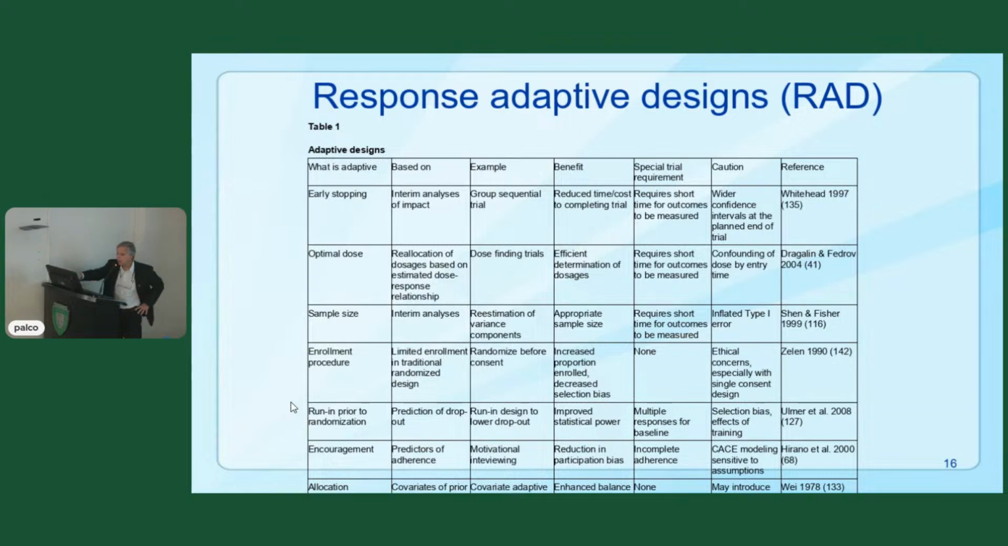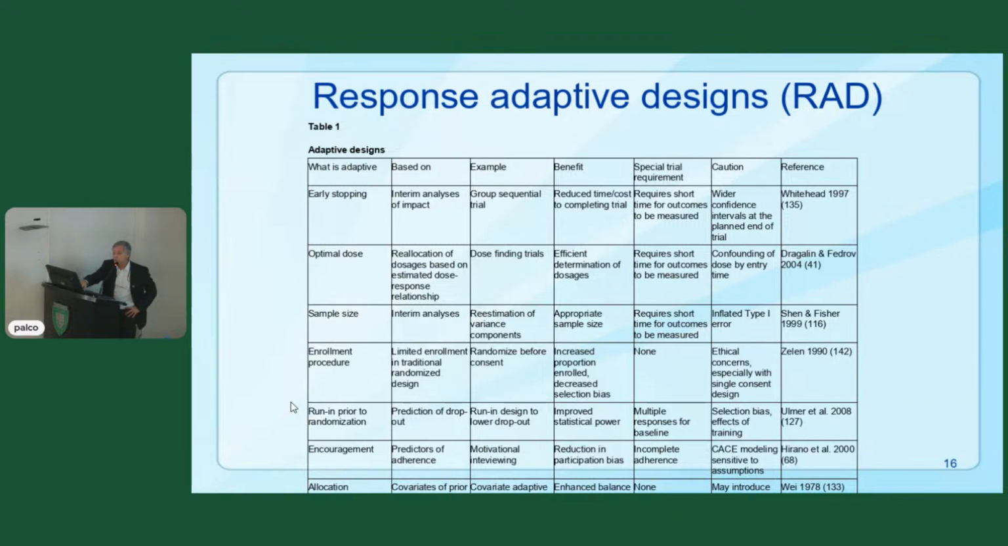So here are a few of those possibilities, and there are papers on the right-hand side. You can see the last column here, the reference, Whitehead in 1997. This is old, right? 2000. So running prior to randomization, encouragement, allocation. So these are so-called adaptive designs. What makes them different from a head-to-head is this adaptation. This first one was an early stopping. So there was a design written ahead of time that if something happened, we will stop. That's an adaptive design. Many people do that in randomized clinical trials too.